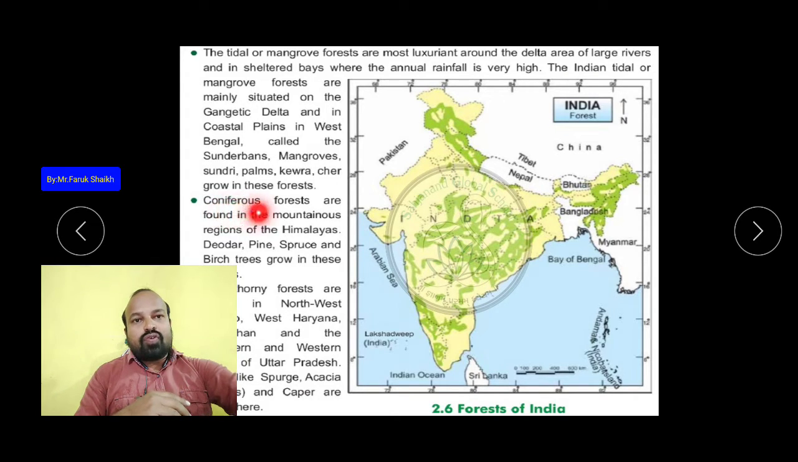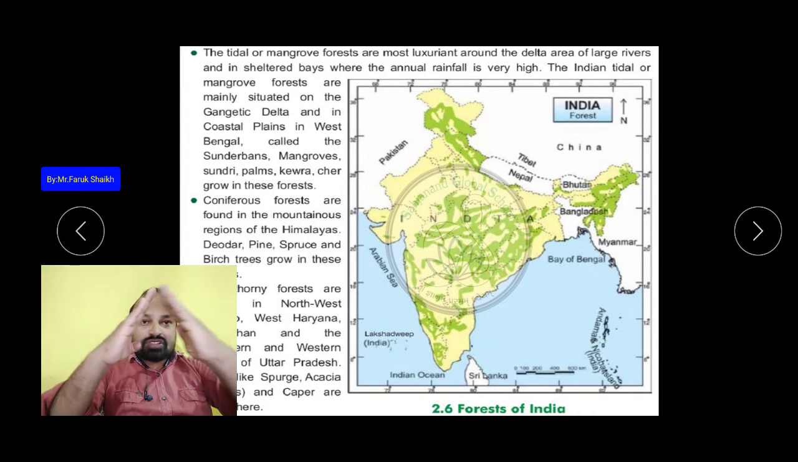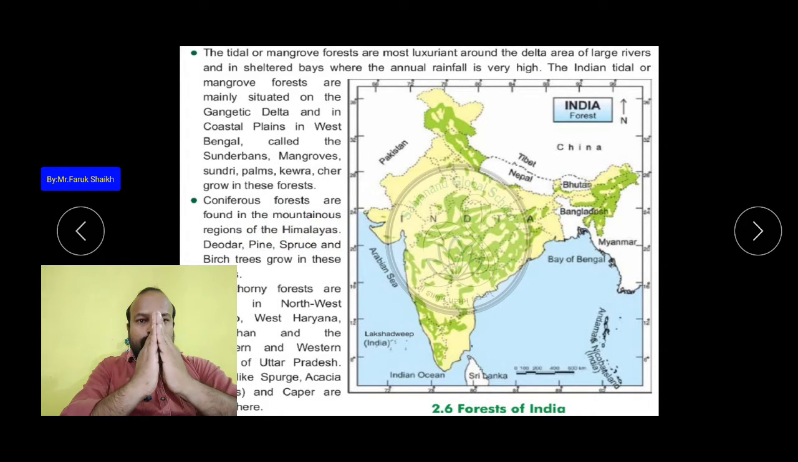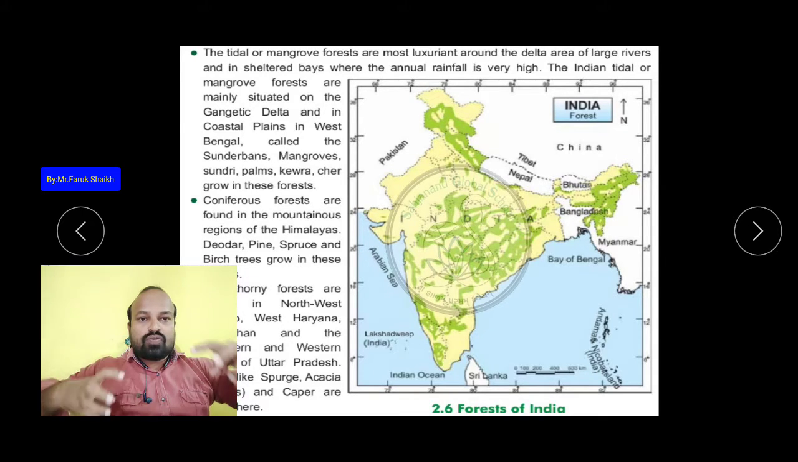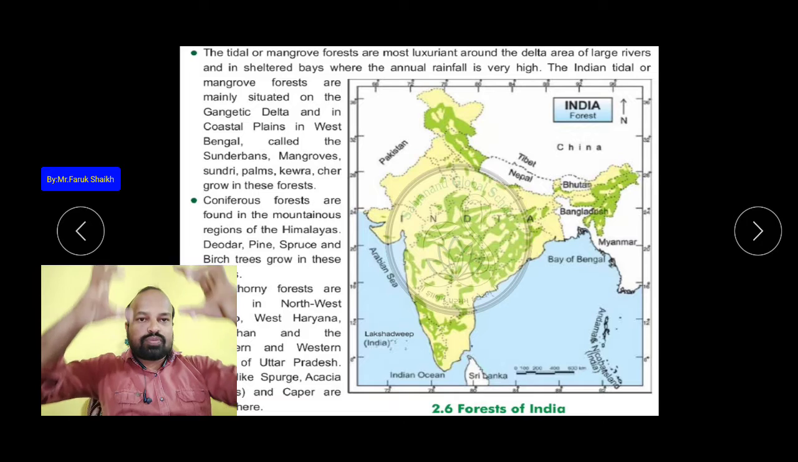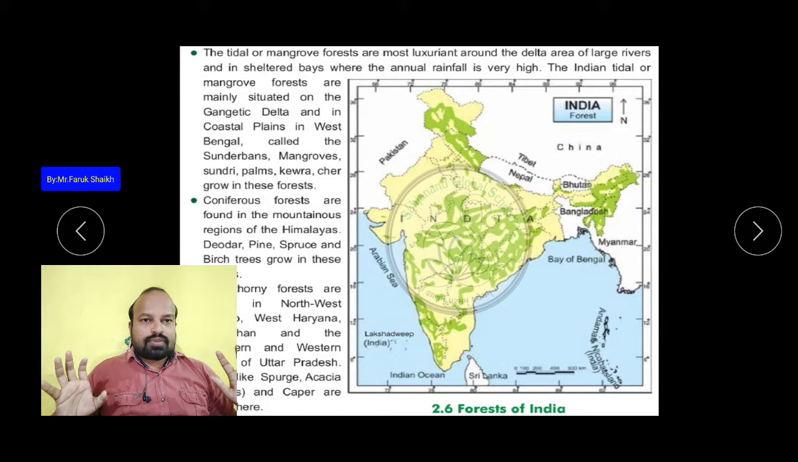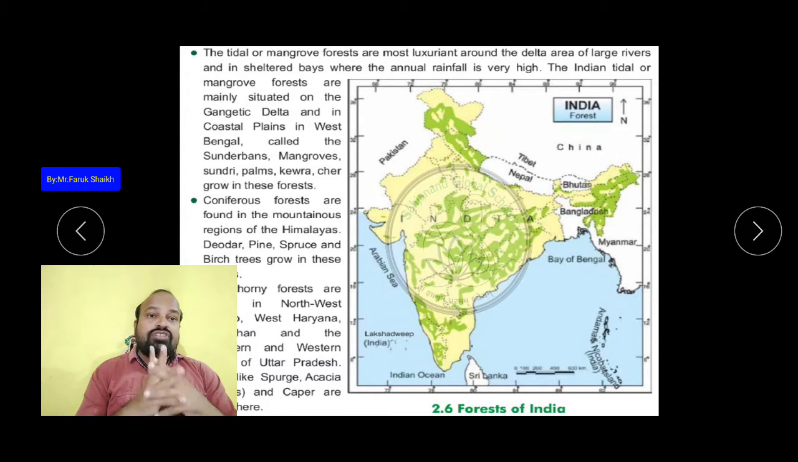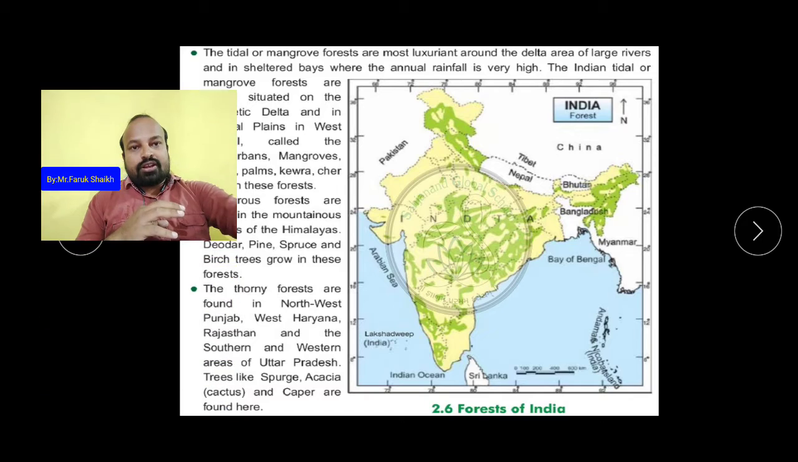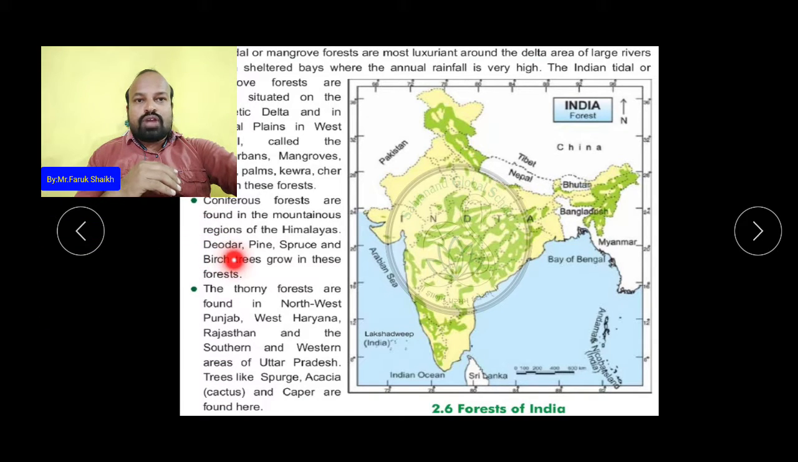Then the coniferous forests are found in the mountainous region of the Himalaya. Coniferous means the shape of these trees is like a cone. Why? Because when snow is falling, the snow can easily slide off the leaves. That is why these forests are known as coniferous forests. These trees are mainly found in the mountainous regions of the Himalaya, and trees like deodar, pine, spruce and birch grow in this forest.